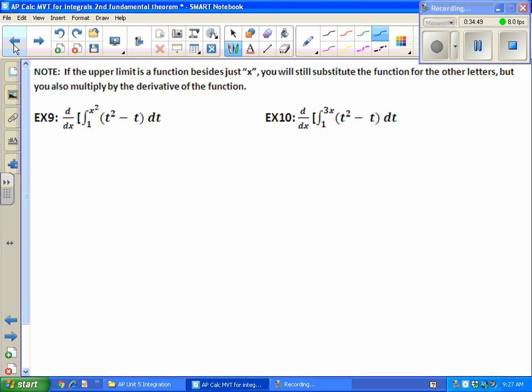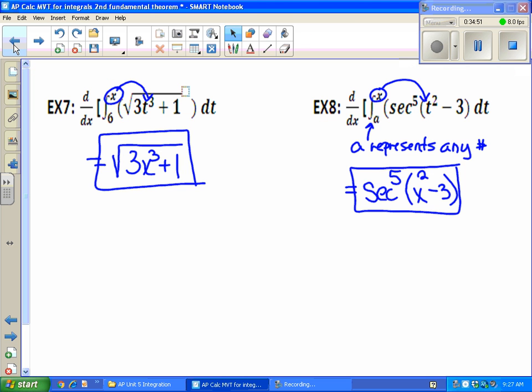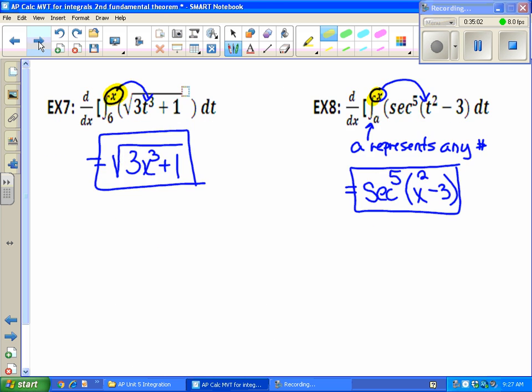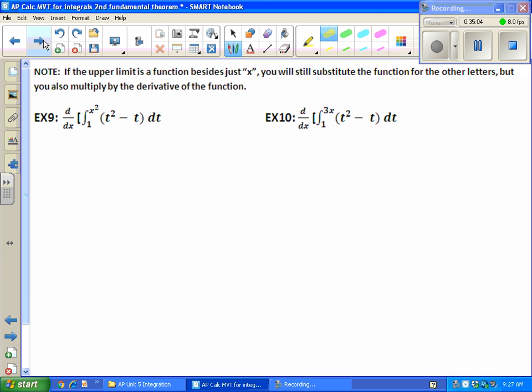Now, notice that in every one of my examples, all of the upper limits were just x's. See how up here it's just an x. So I just replaced with x. Just an x. Up here it's just an x. So I'm getting ready though. It says if the upper limit of a function is something else besides just an x, then you still substitute it into the function for the letters, but you also multiply by the derivative of that.